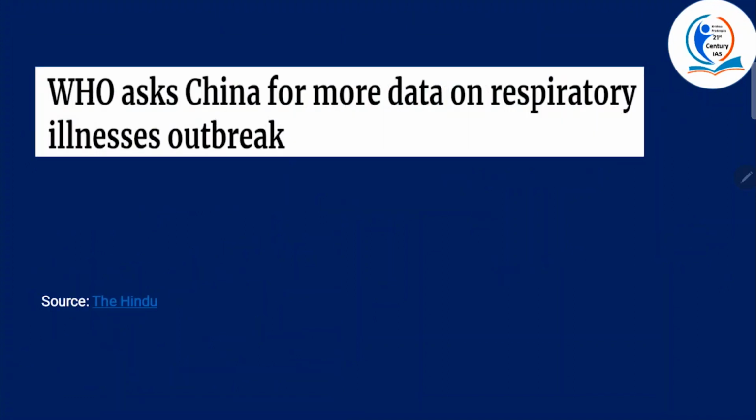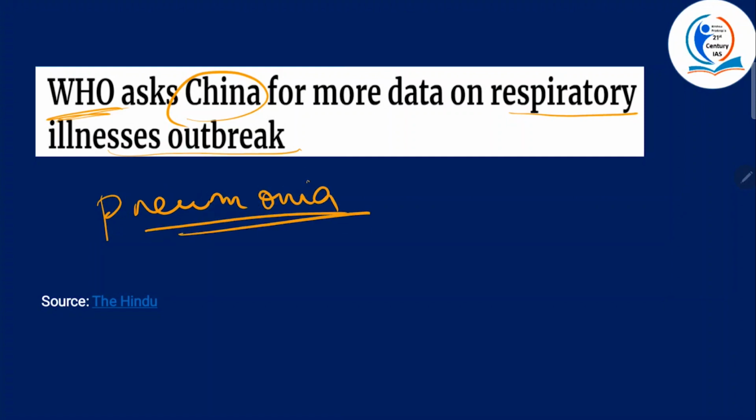Next, WHO asked China for more data on respiratory illness outbreak. Anyways, China is a notorious country, so it will not give any data, but still WHO will keep asking. Now, what is this respiratory illness outbreak? That is the pneumonia outbreak of 2023. Now, what is this for prelims?